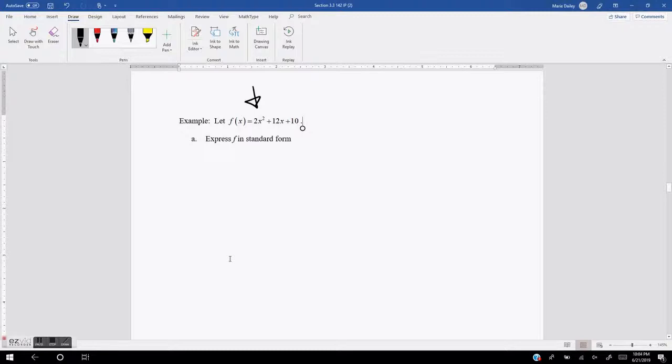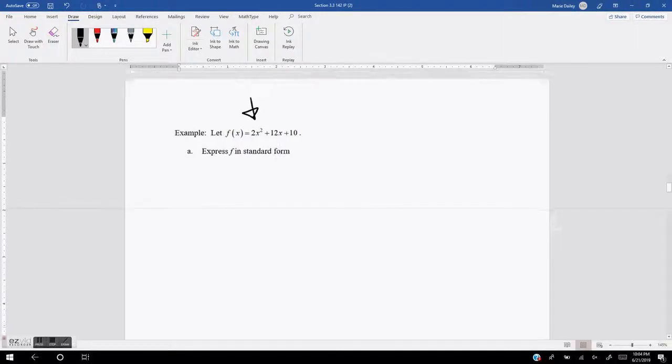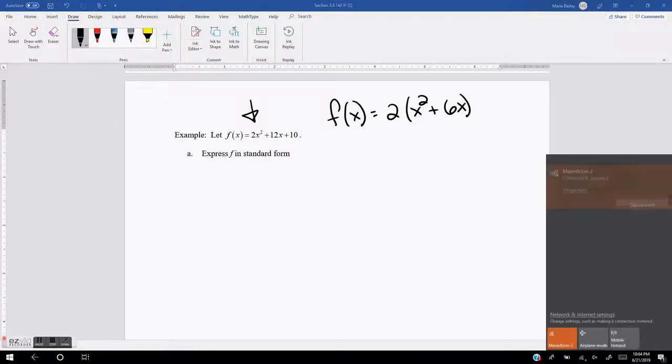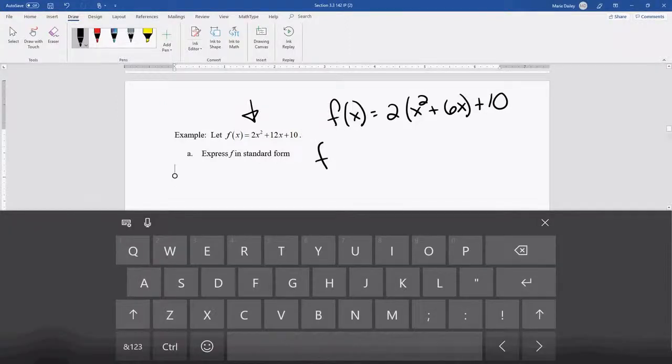So to play it on the safe side, we're going to manipulate this ever so slightly. The very first thing that we'll do is factor out a 2 from only the x squared and the 12x. So the 2x squared and the 12x, factor out a 2 to make sure that the leading coefficient is a positive 1. We're going to move over, not factor, subtract over 10 to the other side.